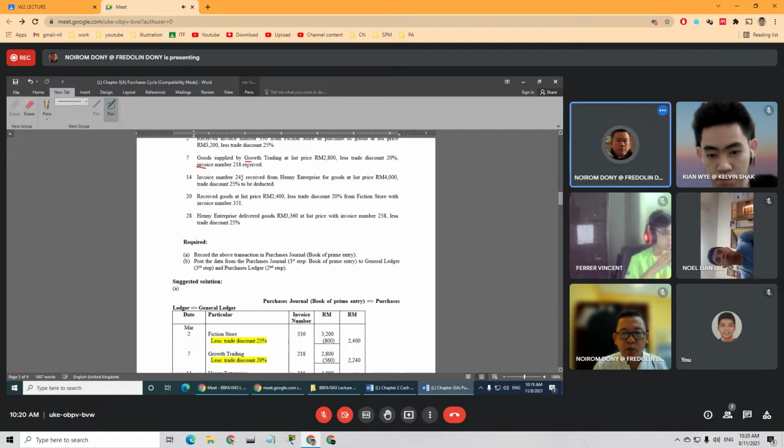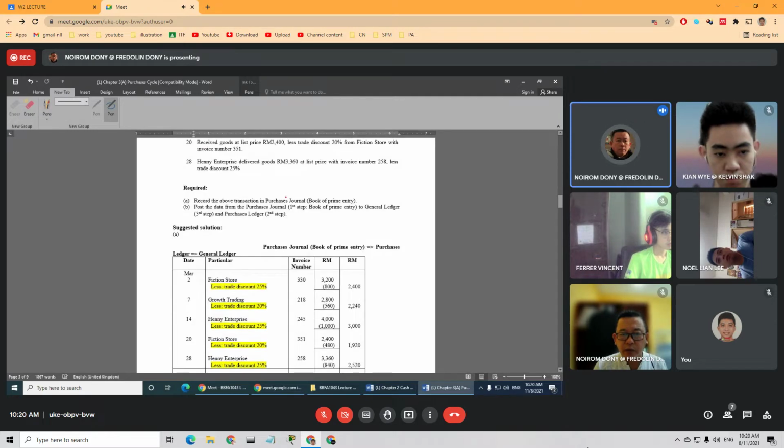Invoice number 245 received from Henry Enterprise for goods at list price 4,000. Trade discount 25% to be deducted. So invoice number and received, so indicating credit purchases from Henry Enterprise. So record in the prime entry.